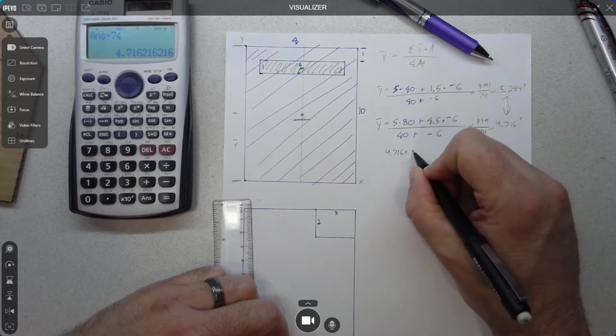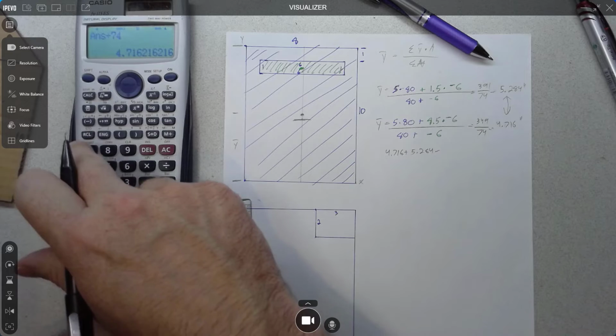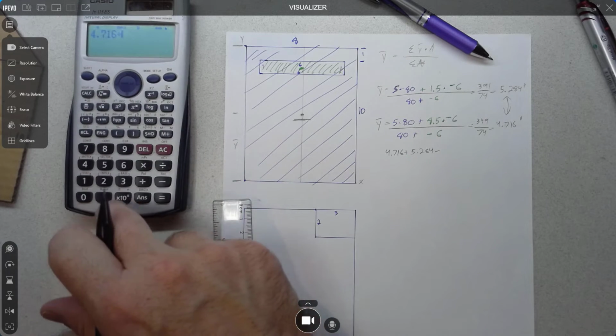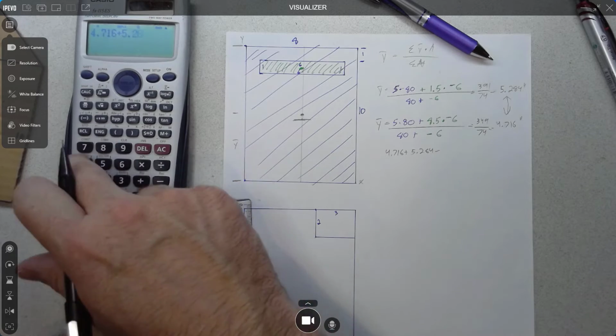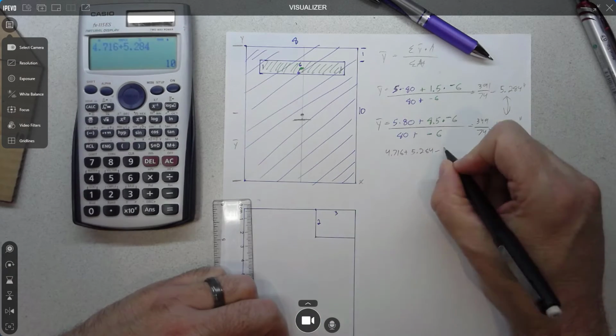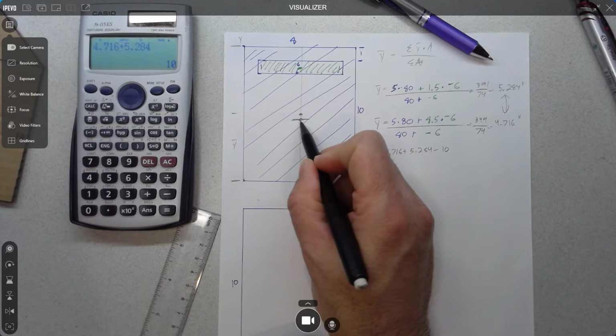4.716 plus 5.284. Hopefully we get 10. Yeah, so it equals 10. So we found the same location for the centroid, it's this one here.